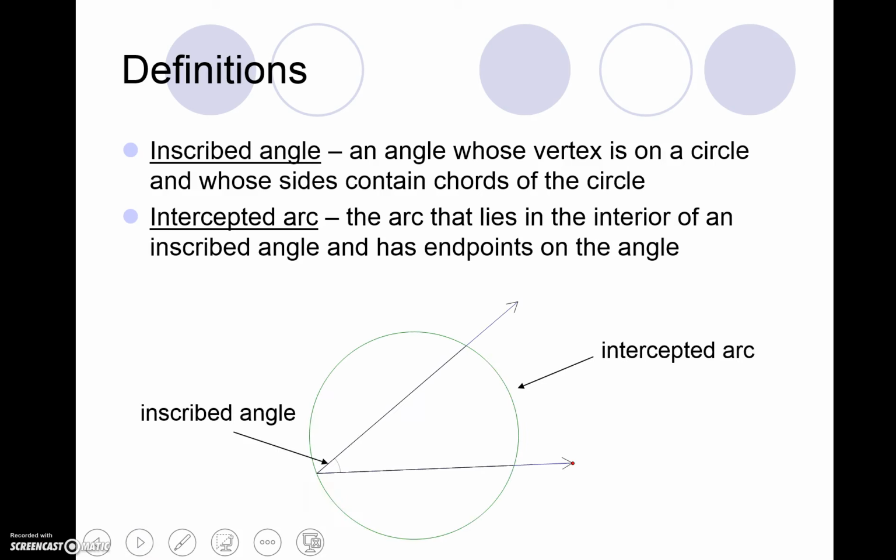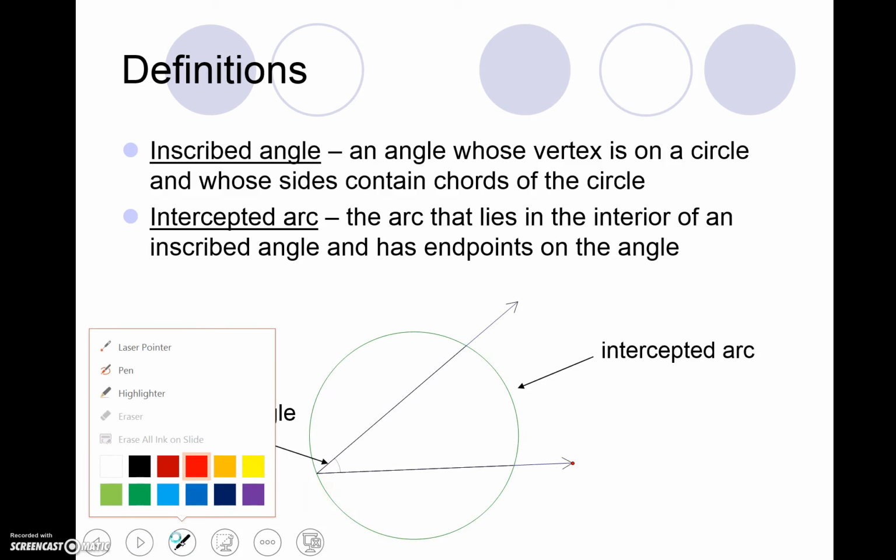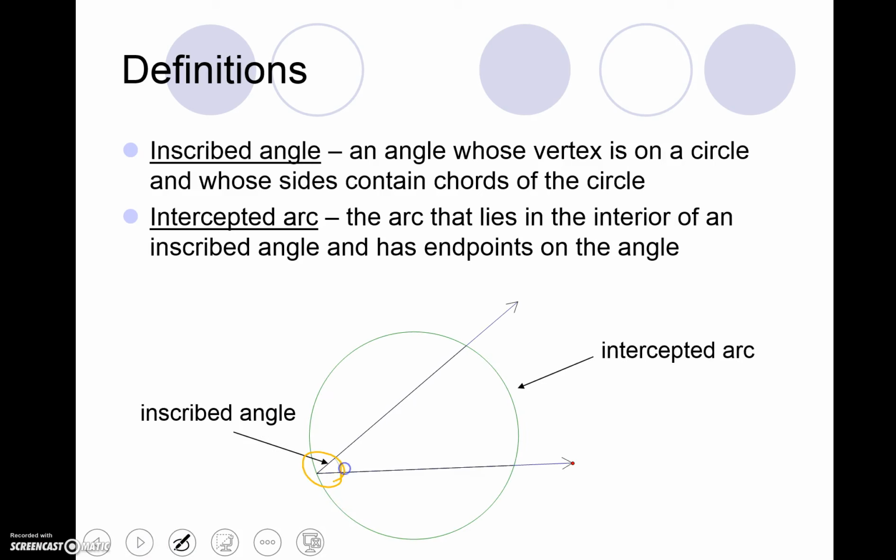So let's look at a visual of this. As you can see here, the inscribed angle is this piece down here. Okay, the measure of this is found right in here. It's touching the circle, and it has endpoints here and here. So it doesn't matter that it has rays that are continuing off forever. The intercepted arc is going on right in between those two.